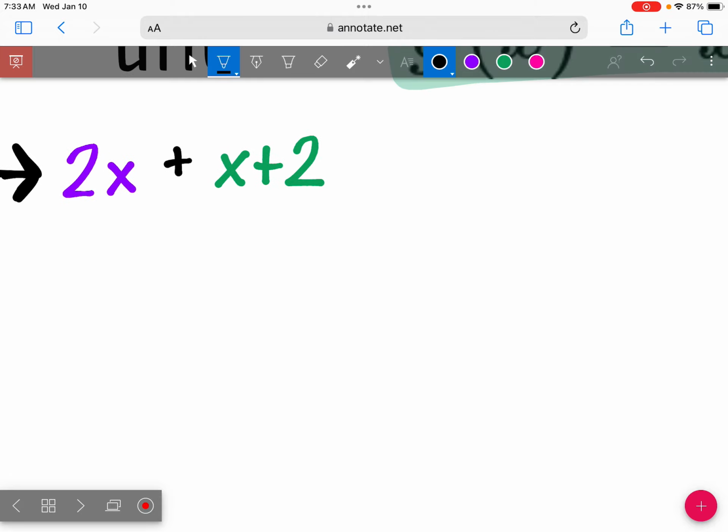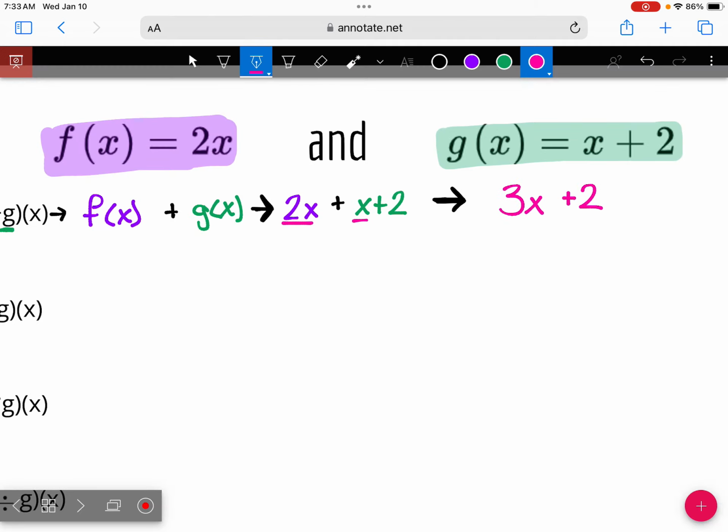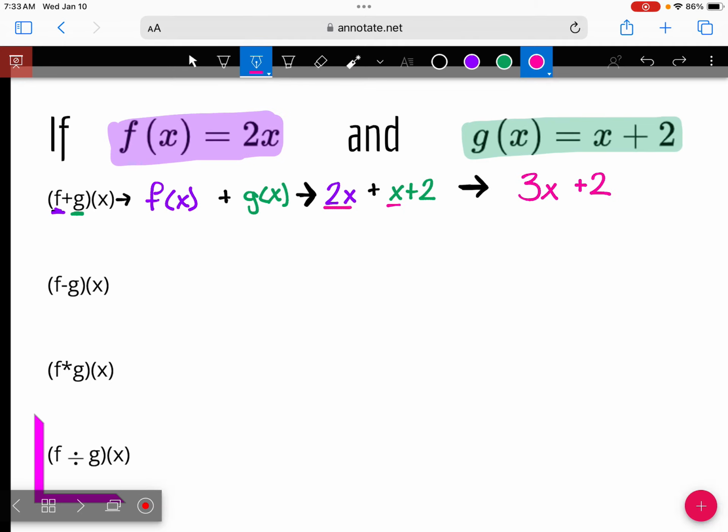Can we simplify this? What can we do to simplify this? Yeah, I've got a 2x and an x here. So how many x's do we have all together? 3x plus 2. So f plus g of x equals 3x plus 2. We're combining them together.